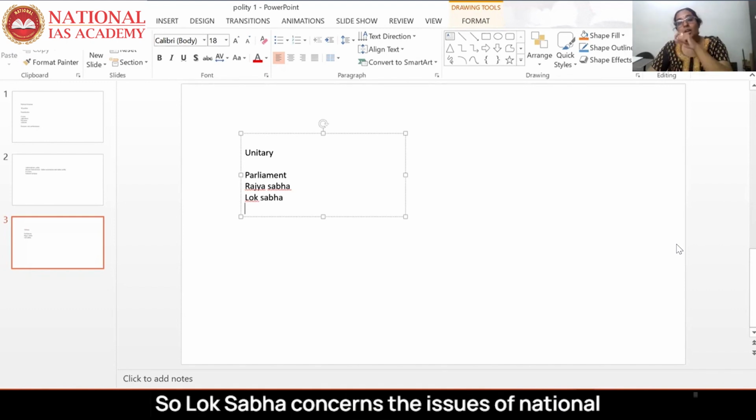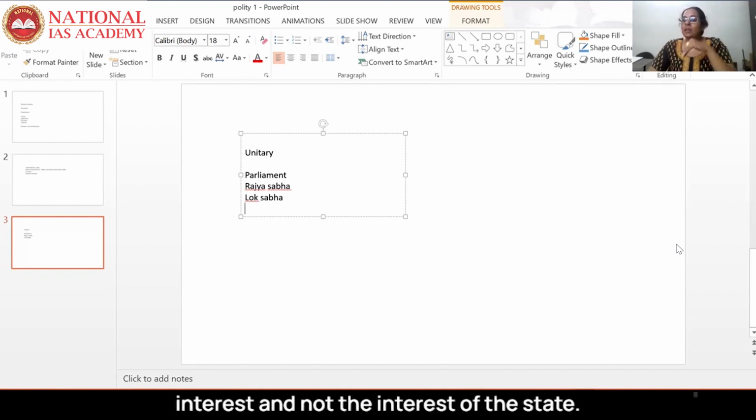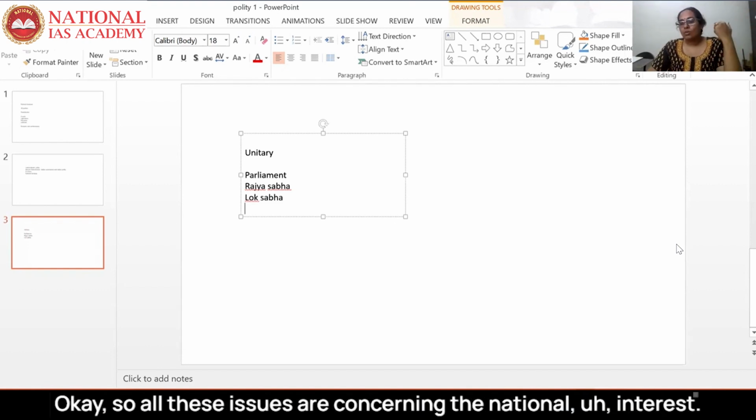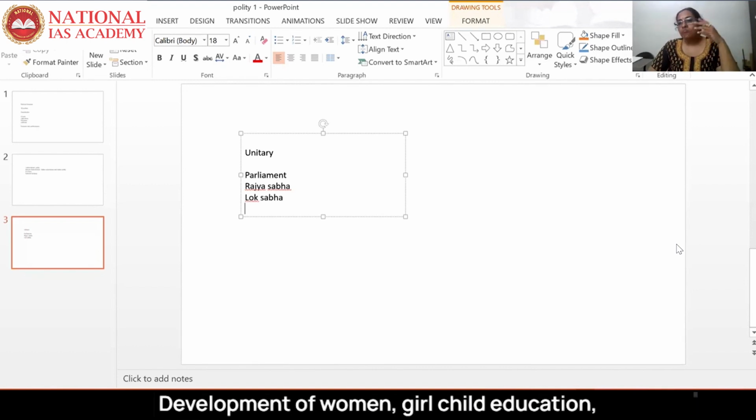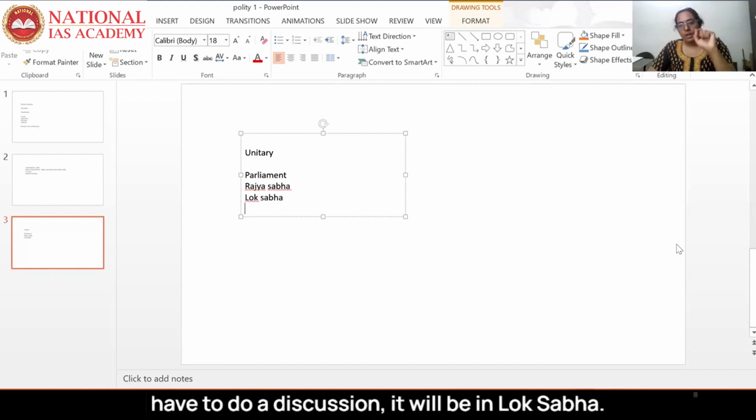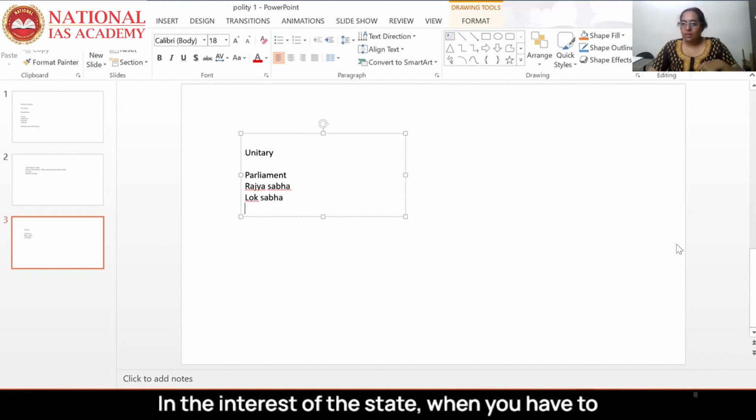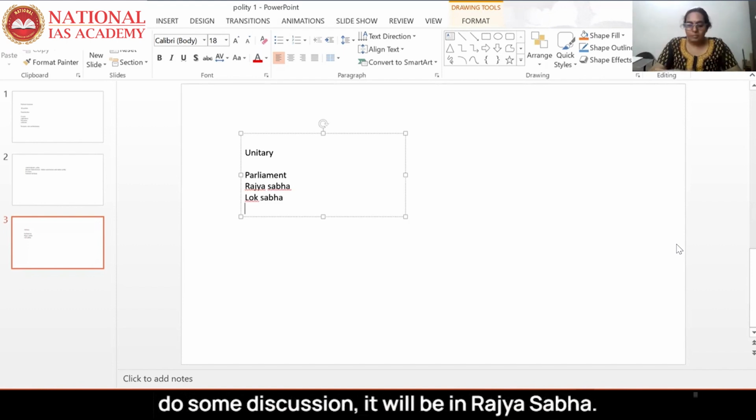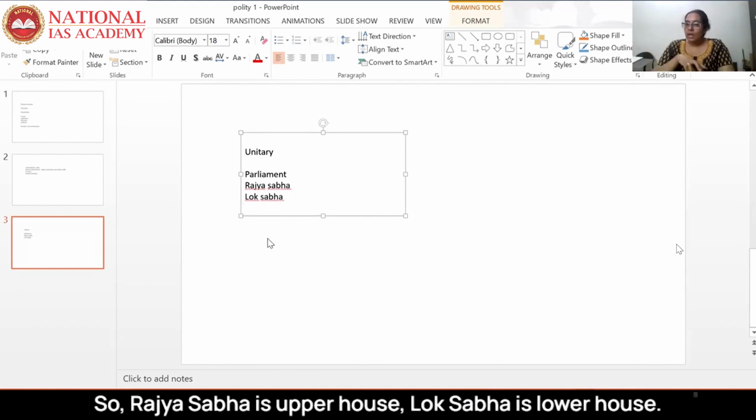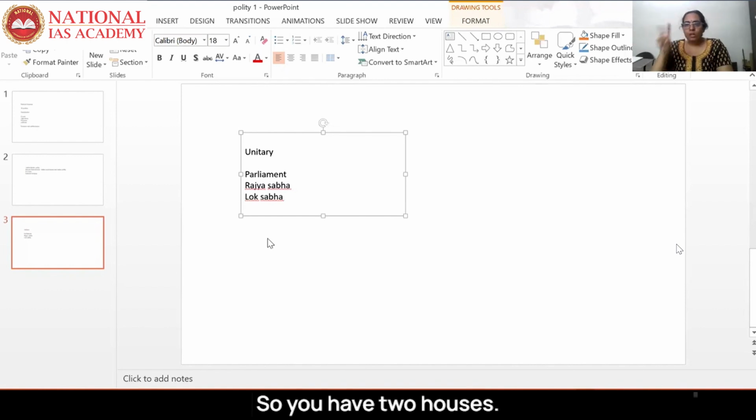Lok Sabha concerns the issues of national interest and not the interest of the state. For example, unemployment, drought in the country, development of women, girl child education. All this will be in the interest of the country. So in the interest of the country, when you have to do a discussion, it will be in Lok Sabha. In the interest of the state, it will be in Rajya Sabha. You call Rajya Sabha also the upper house. Rajya Sabha is the upper house, Lok Sabha is the lower house. So you have two houses.